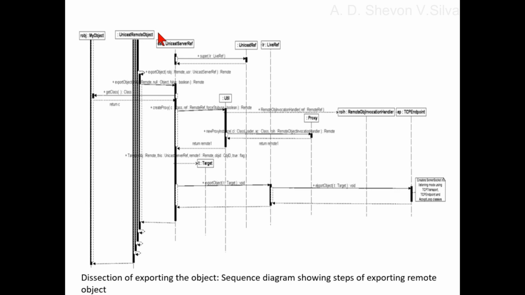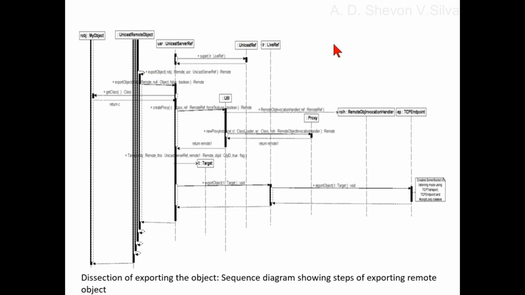Once the object of live ref is created for the remote object, it is passed to the constructor of the UnicastServerRef class, and after the object of UnicastServerRef gets created, the object of UnicastServerRef is exported. This figure explains the steps of exporting remote object.